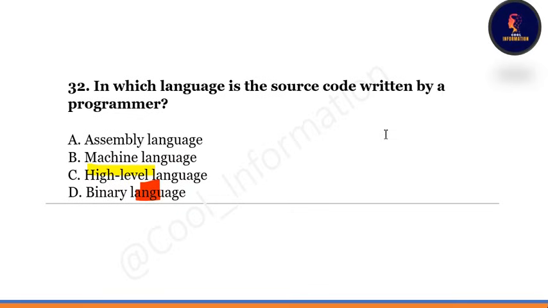Next question, in which language is the source code written by a programmer? So options are assembly language, machine language, high level language or binary language. Correct option is option number C, which is high level language. We actually write code in a high level language. You might have studied Python, and Python is a high level language.